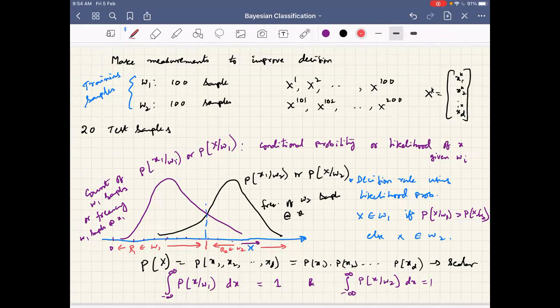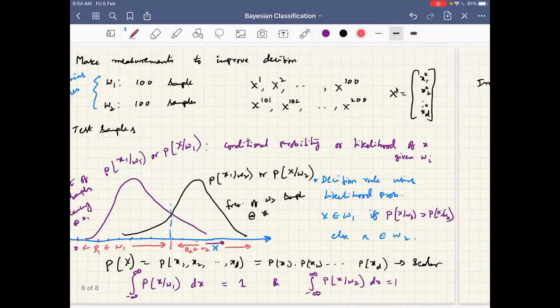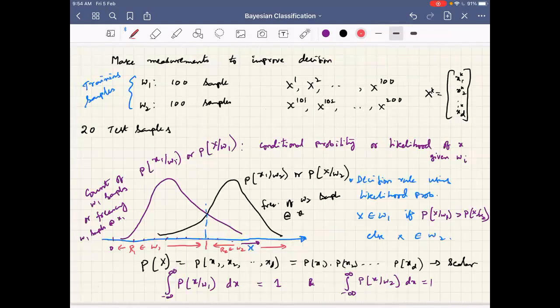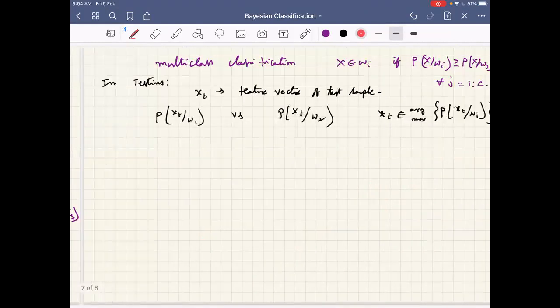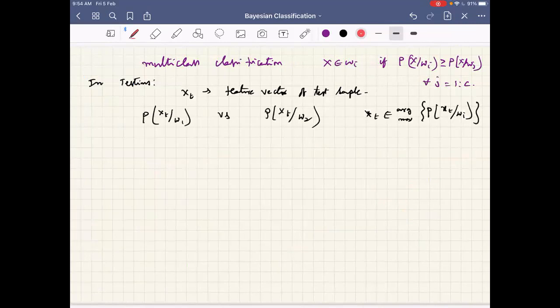Now the question is, how should I get the decision boundary? In this case, I have clearly shown and plotted it. But in the general case, how do I get the decision boundary?